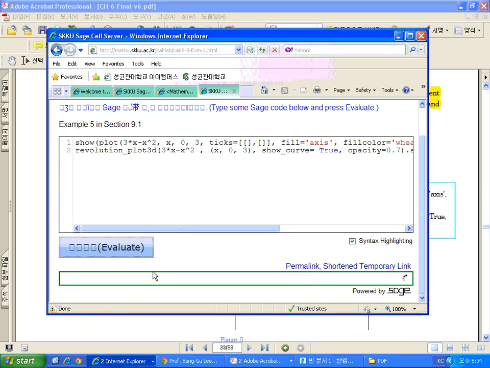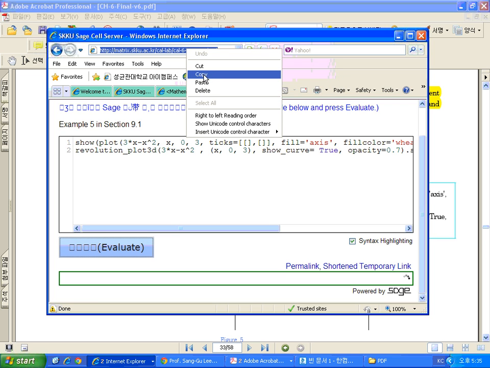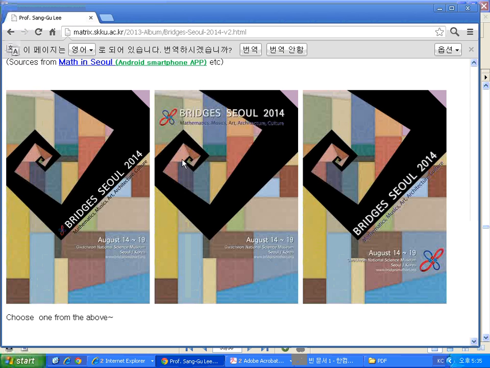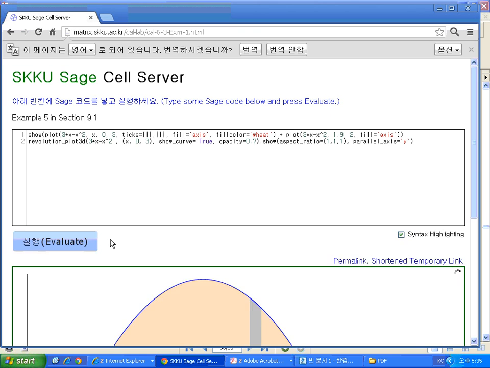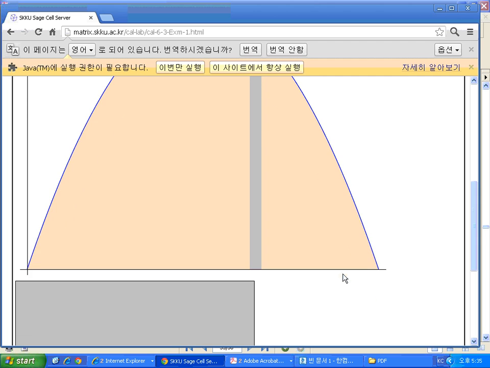As you see in here. Copy and paste, and then, yeah. As you see, this works much better in Chrome.